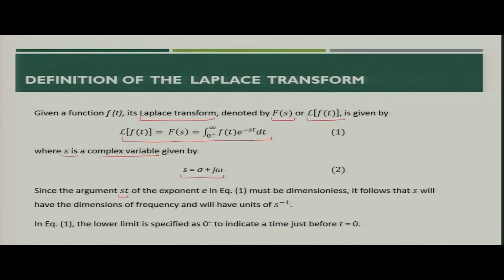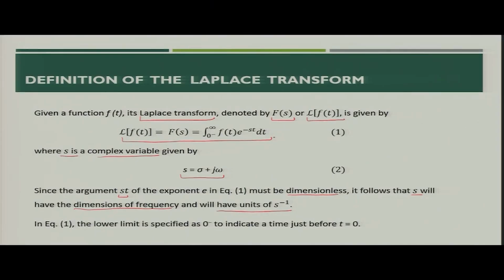Since the argument st of the exponent should be dimensionless, and t is in the time domain, s would have the dimension of frequency, so that the combination st becomes dimensionless. So, s will have a unit of inverse second.